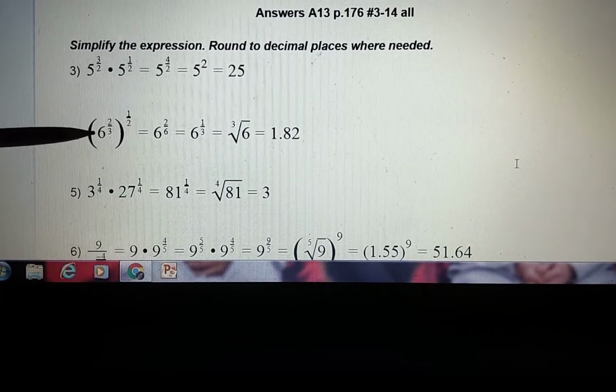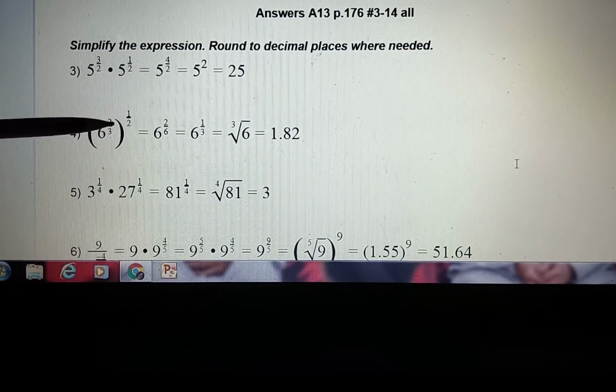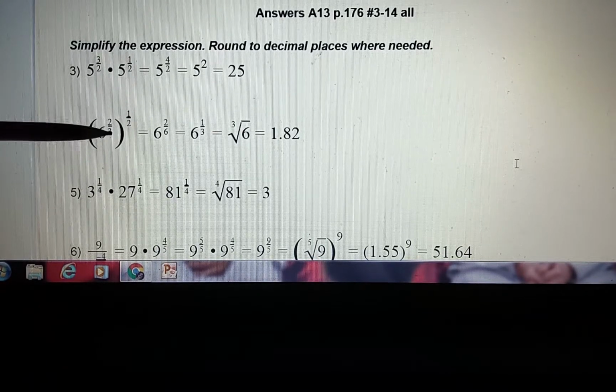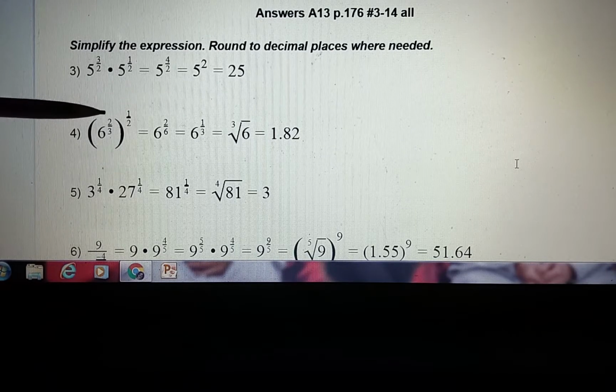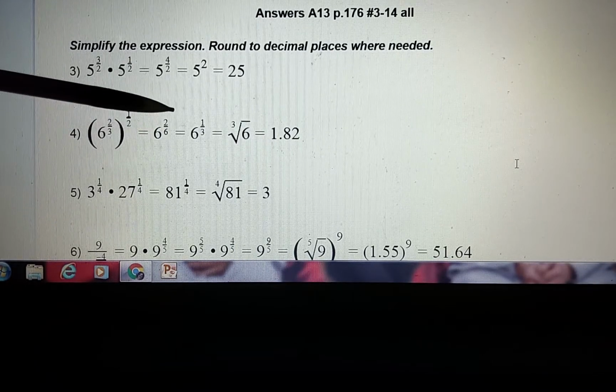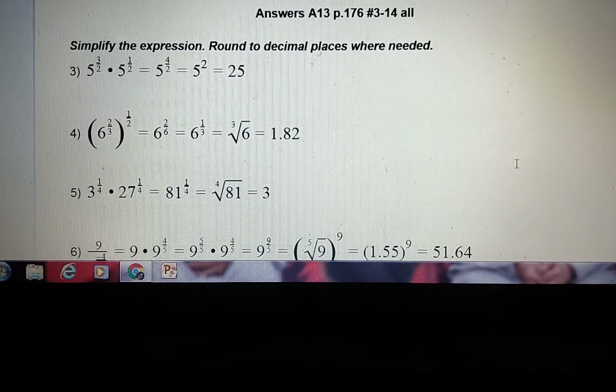Number 4, you only have one base and 2 exponents. So you keep the base, you don't really have a choice of what to do with it, and you're going to multiply the exponents. So 2/3 times 1 half. 2 times 1 is 2. 3 times 2 is 6, which simplifies to 1/3.